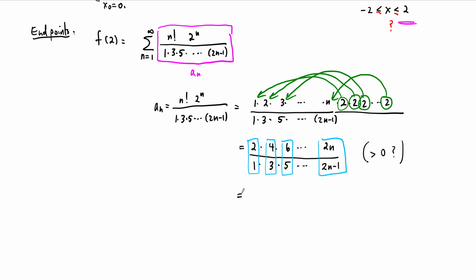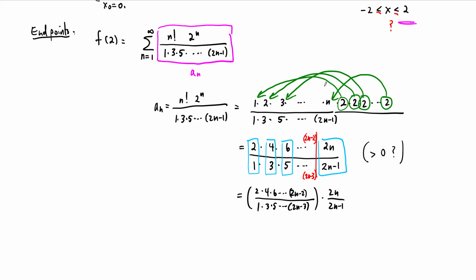Well, one way is to cut this and group it. The next term ahead of this one is going to be 2n minus 2, and the previous term in front of this one is going to be 2n minus 3. Again, the top is bigger. So if I regroup this, I can write it as 2 times 4 times 6 up to 2n minus 2 over 1 times 3 times 5 up to 2n minus 3, all times 2n over 2n minus 1.